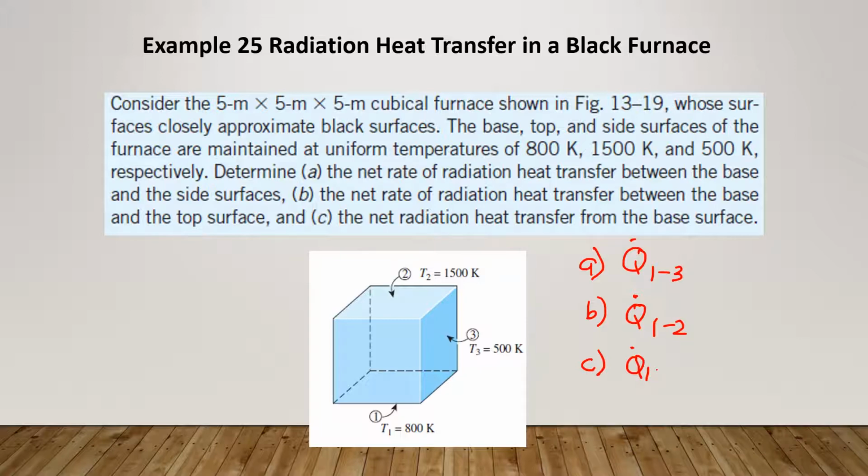Why do we only consider Q1 to 3? Because we have four surfaces here. So 1, 2, at the back is 3, and 4. Because all of these four have the same dimension, therefore we only consider one of them, at 3. The side surfaces are only at 3, only one surface, if all those four have the same geometries.